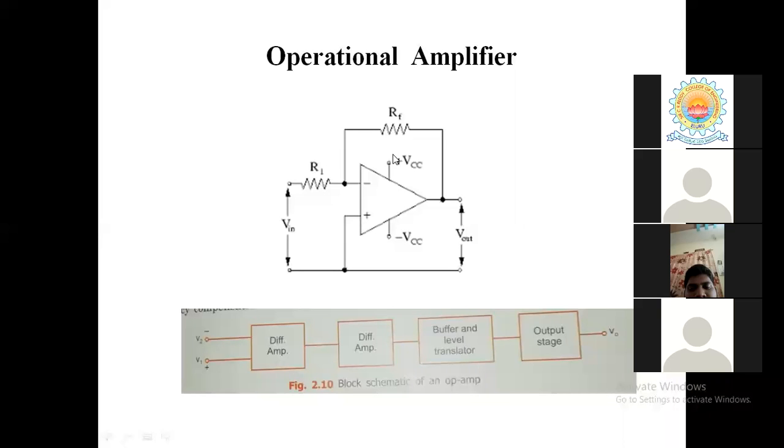The second most important parameter with negative feedback is the differential voltage between V1 and V2. The differential voltage, represented as V suffix d, is the difference between V1 and V2, that is, Vd equals V1 minus V2. The differential input voltage between the inverting and non-inverting input terminals should be essentially zero. That means Vd has to be 0.